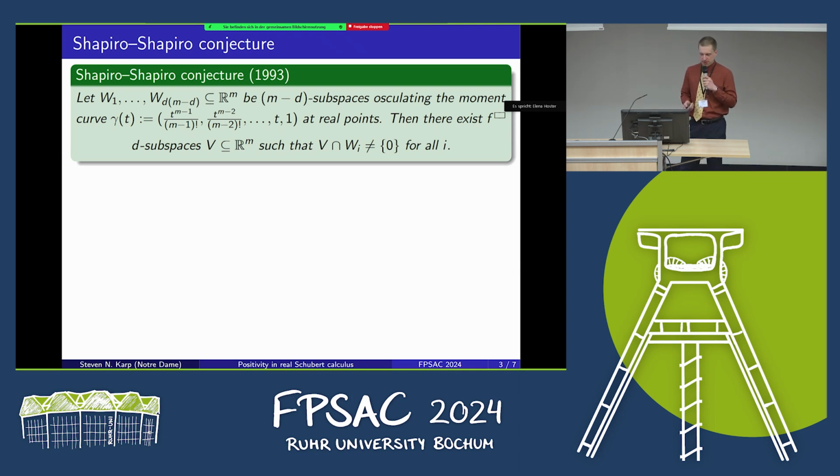And the Shapiro-Shapiro conjecture is that if each of these w sub i's is an osculating subspace, then all of the solutions to the Schubert problem are real.